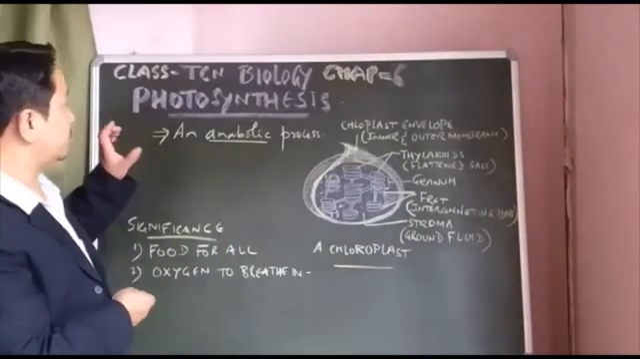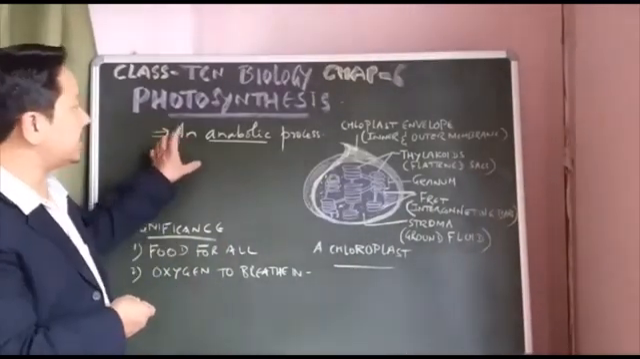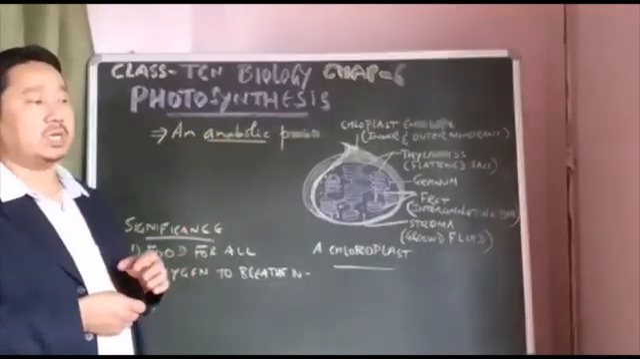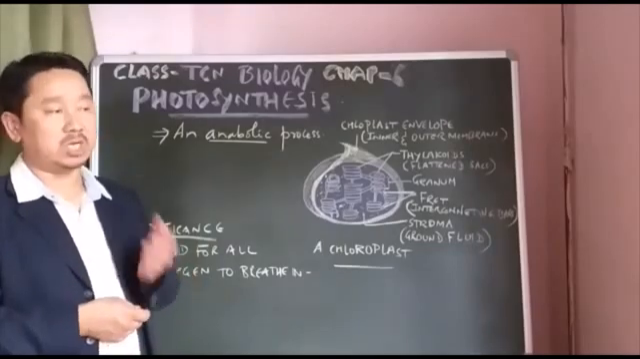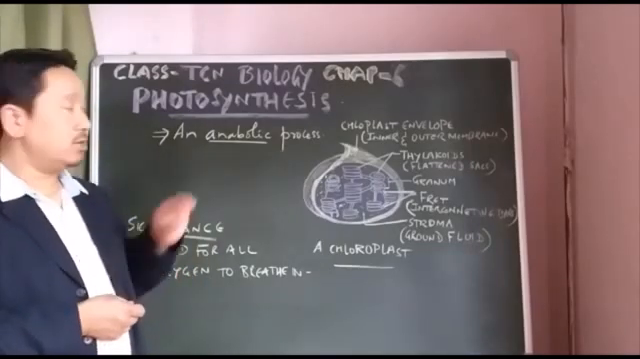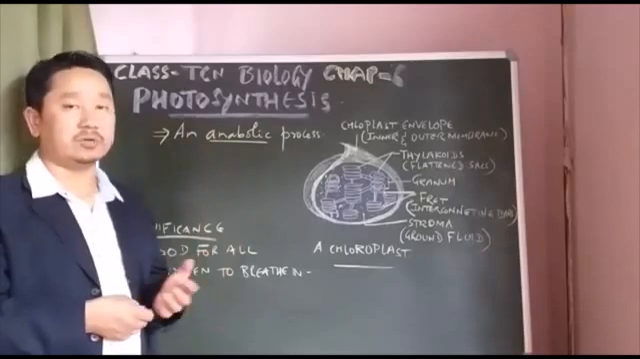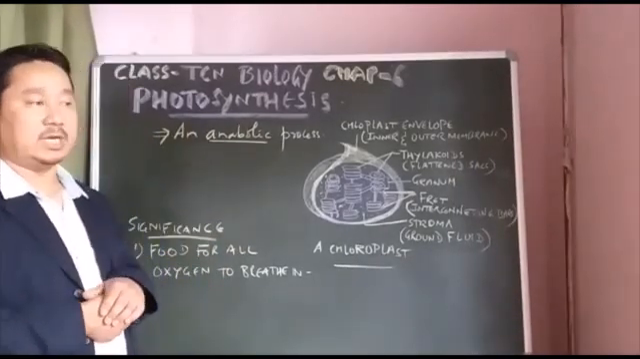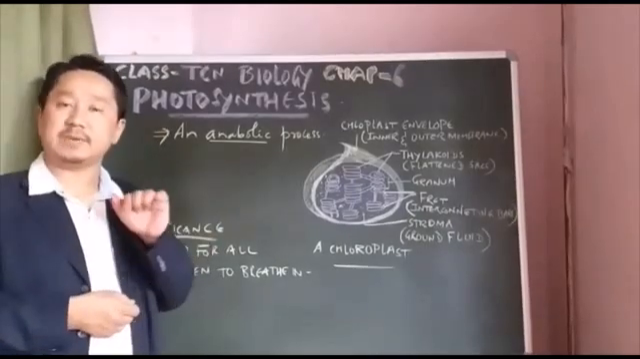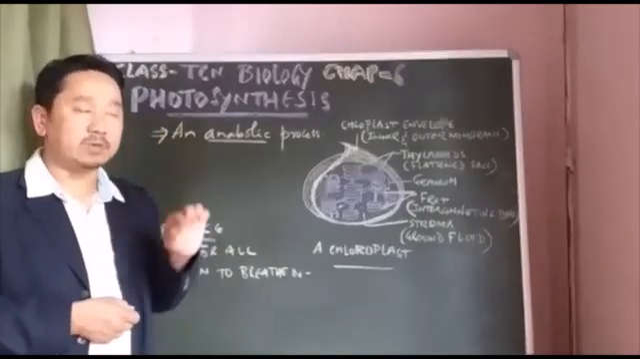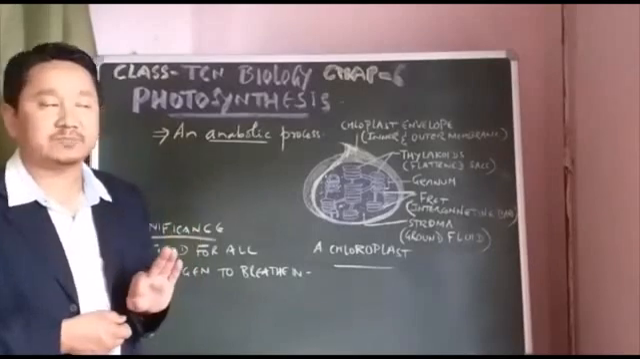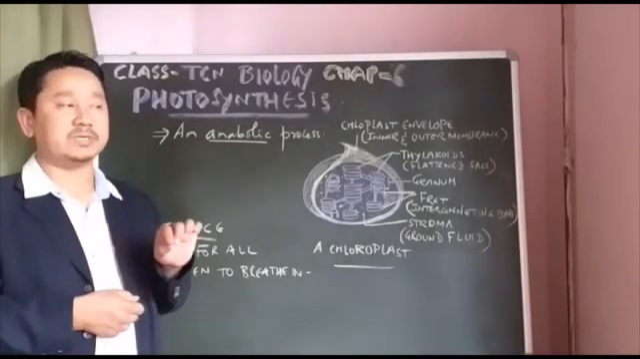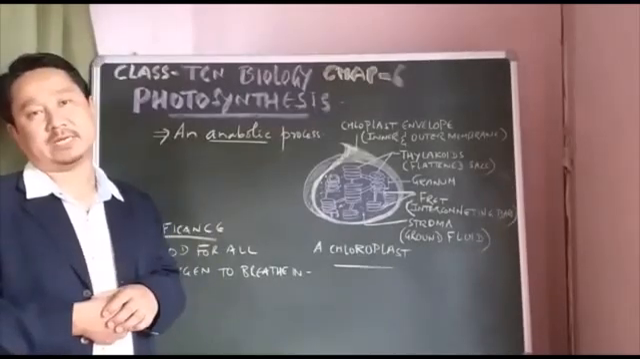Okay, so photosynthesis is an anabolic process. Why is it an anabolic process? What is anabolism? Let me tell you first about metabolism. There are two types of metabolism: anabolism and catabolism. Anabolism is a constructive type of metabolism, whereas catabolism is a destructive type of metabolism.